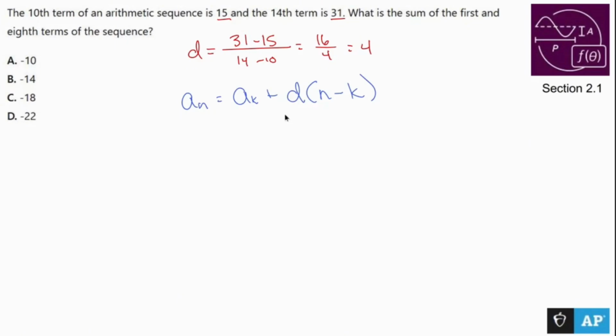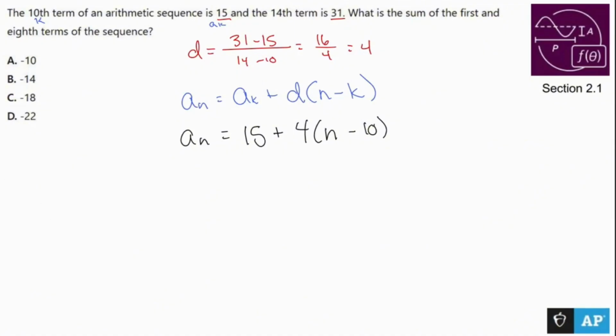All right, now what that means is I can pick any number here. So a sub k would be 15. I could use that formula along with the fact that I just found out that the common difference is d to come up with this formula for an arithmetic sequence. So a sub n is going to equal a sub k, which I determined would be 15, plus d, which we found out was 4, times n minus 10. Now, using this formula, I can find out what the first term and the 8th term is.